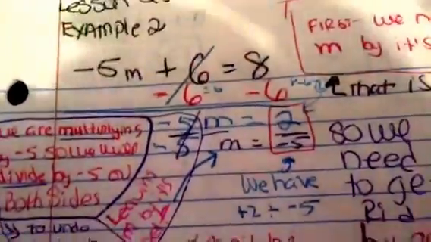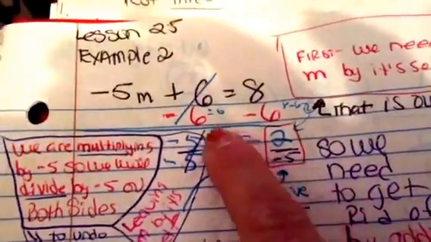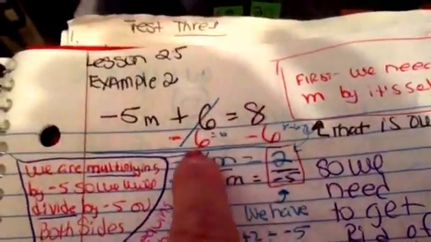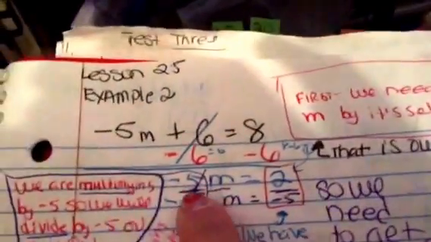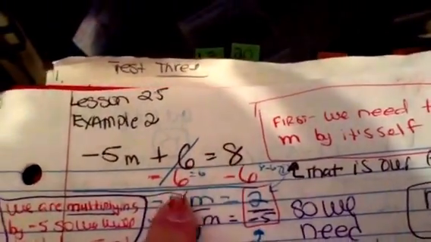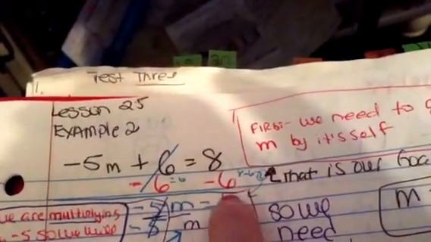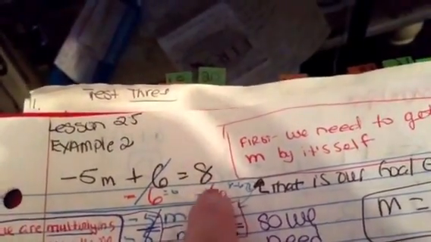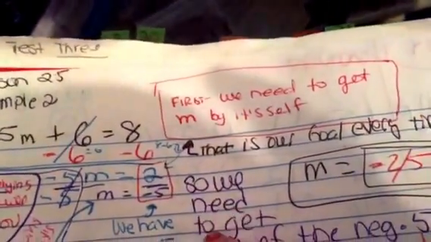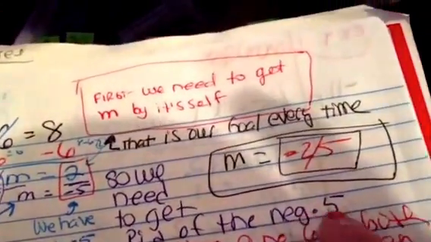Oh, I'm sorry. Is this where we are down here? Okay. The 6's cancel out. Okay, 6 cancels to 0, but then you have the negative 5m equals 6 subtract 8, which is 2. So we need to get rid of the negative 5 now.